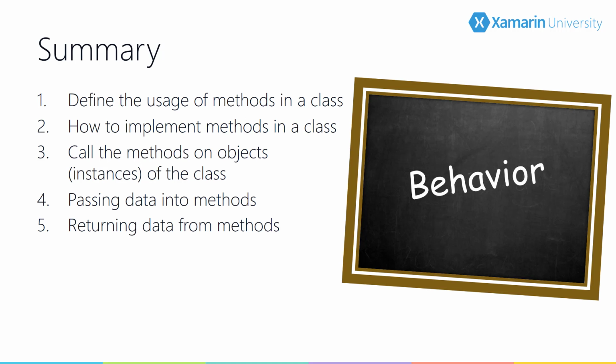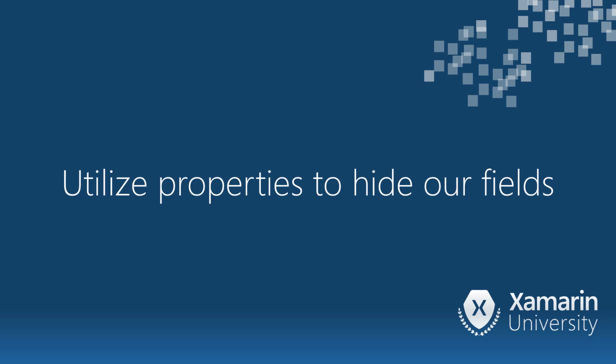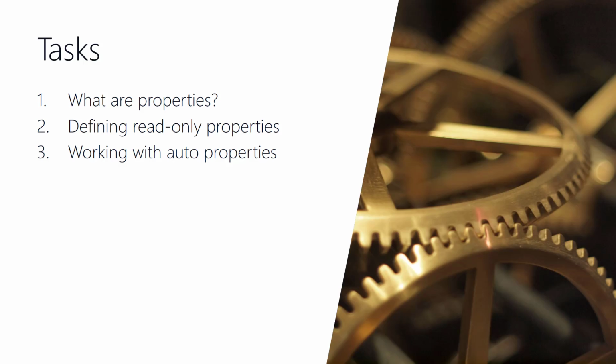Awesome. So in this section, we looked at basically creating methods. We looked at how we can define a method, how we can call a method, pass data into a method, and also retrieve data from the method. Next, we're going to finish off by talking about properties. Properties are a very interesting concept, and we know what fields are, so we're going to now use properties to protect our fields. So we'll define what a property is. We'll talk about special properties like read-only and auto properties as well.